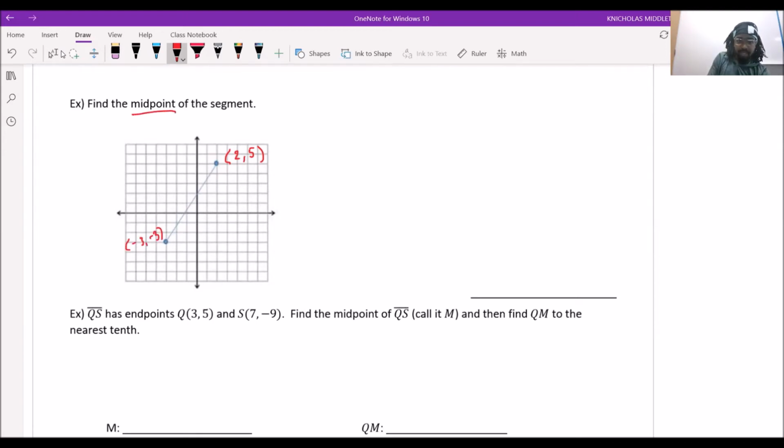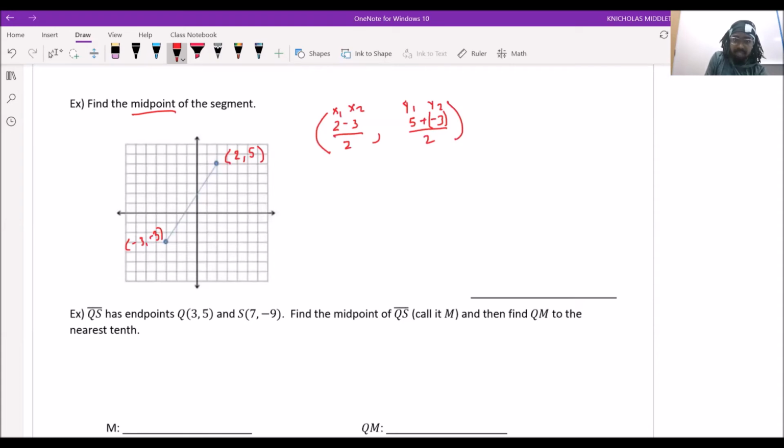So I'm going to do my x's, 2 plus negative 3, or 2 minus 3, over 2. Gives me my x1 plus my x2, right? Okay, and I'll do the same thing with y1 and y2. So my y1 is 5 plus my y2, which is negative 3. Again, plus negative 3 is just minus 3. Okay, and I just do both of these.